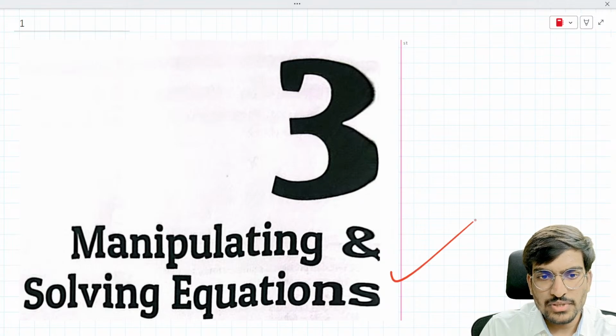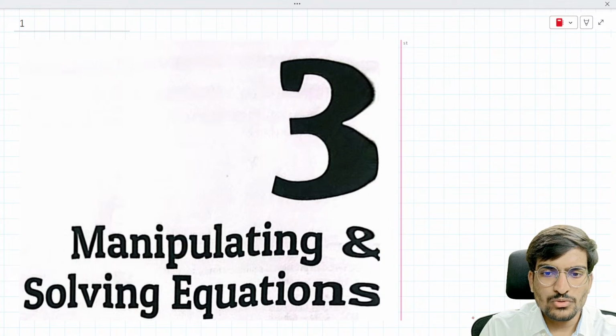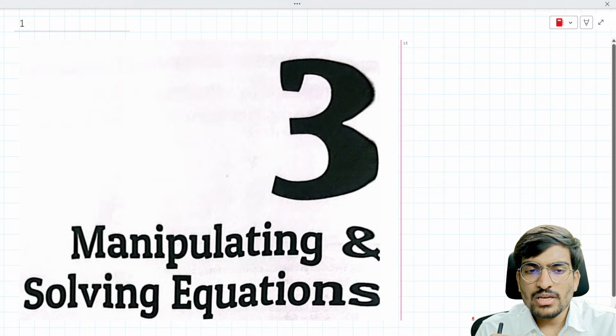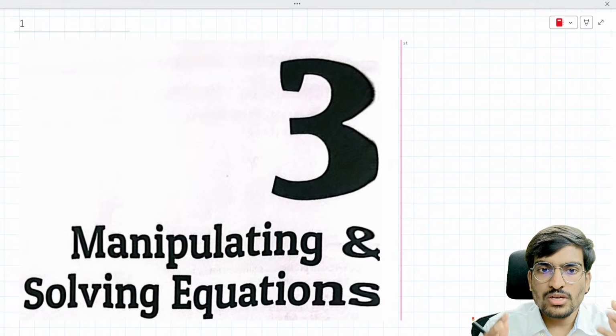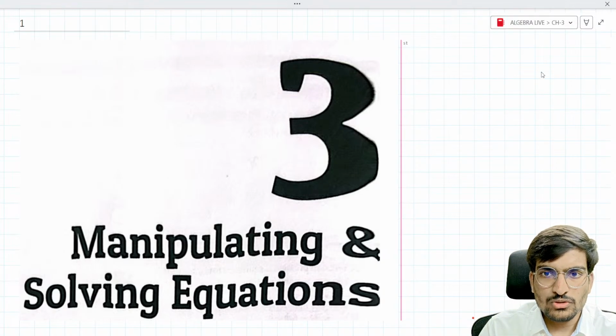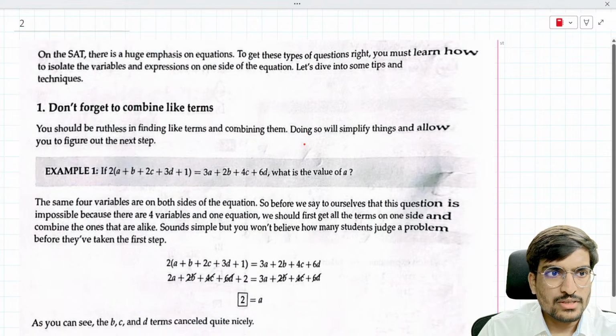Chapter 3, manipulating and solving equations. So in this chapter, mostly we try to manipulate equations, we try to move terms from LHS to RHS and RHS to LHS to get the thing that they asked for. That's what we do mostly, we just manipulate and solve them.